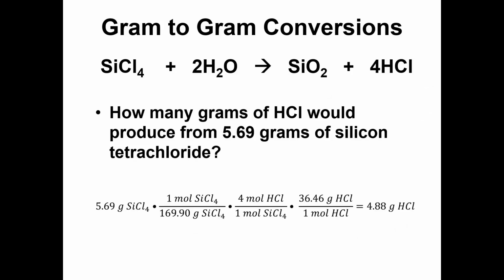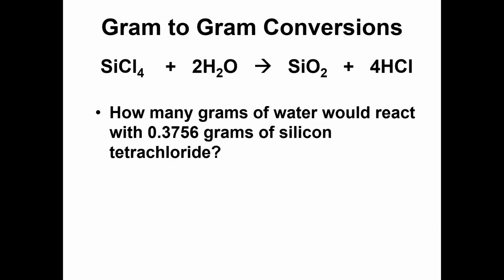This is it worked out again. Based on the same reaction, we have a different question here. How many grams of water, so grams of water is what I want, would react with 0.3756 grams of silicon tetrachloride? Okay, water and silicon tetrachloride. Those are the two we're looking for. You start out with grams here.